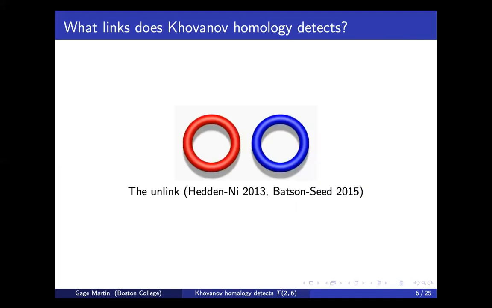After that, it was shown that Khovanov homology detects the unlink, so disjoint unions of unknots. This was due to Hedden and Ni and Batson and Seed, building on Hedden and Ni's earlier work. And this same result has actually been extended to show that Khovanov homology detects split links in general. So this would be a special case where Khovanov homology detects the unknot and detects disjoint unions of the unknot.